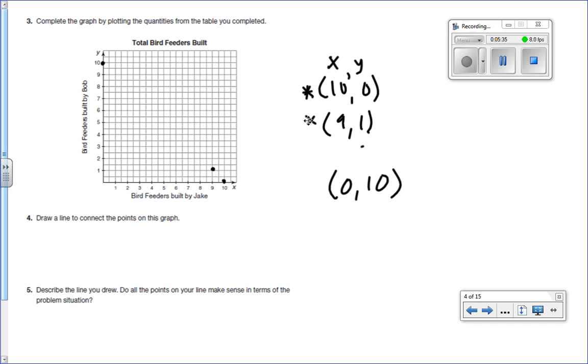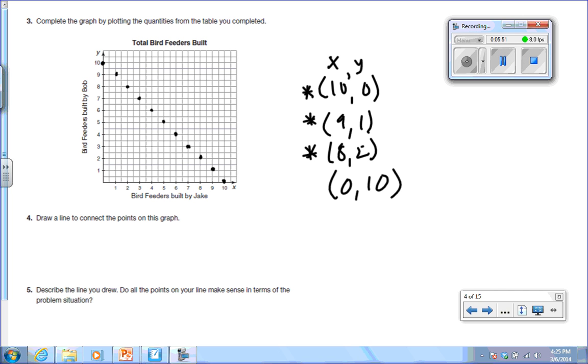Okay. The third point, we've gotten those two taken care of. We have 8, 2. So we're going to go over to 8, and we're going to go up to 2, which is here. I want you to continue those points, so pause the video, see if you've got them done correctly. So this is the way your points should look if they are all graphed correctly.